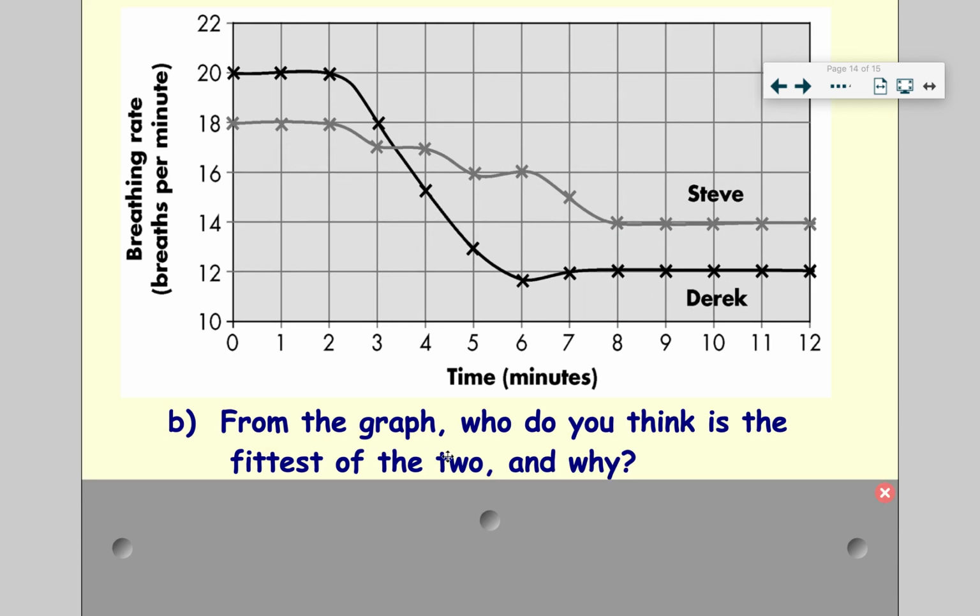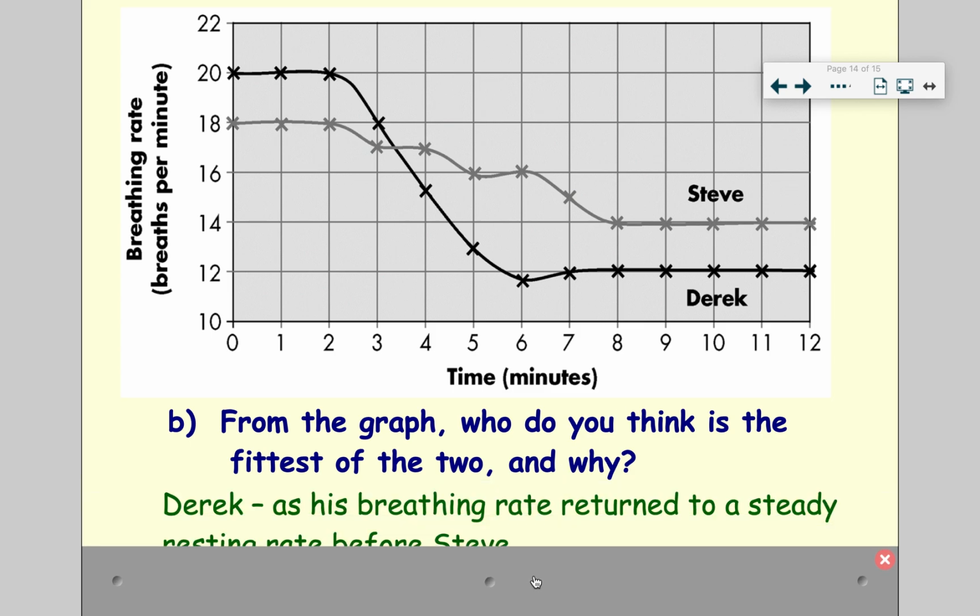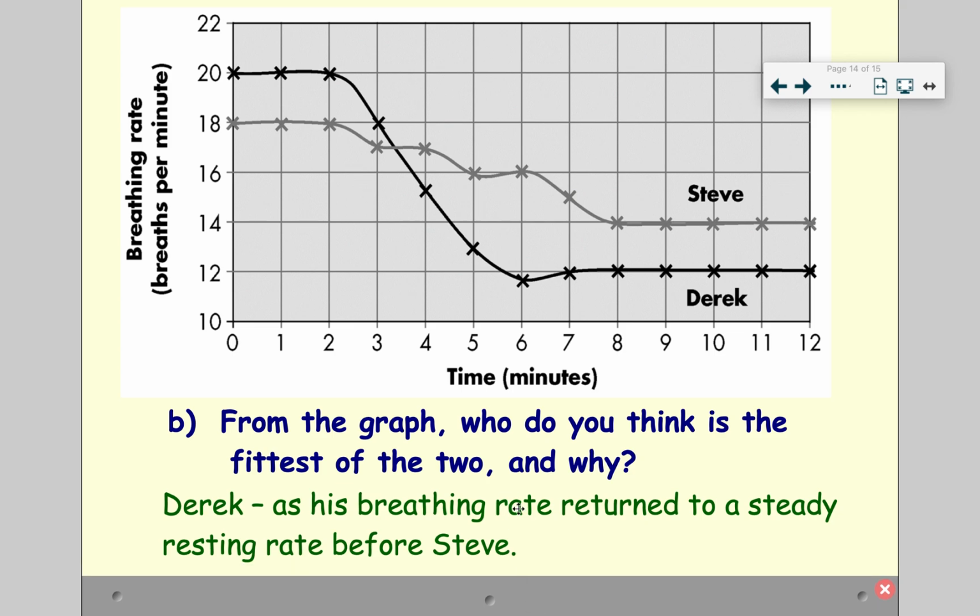So number 2, from the graph, who do you think is the fittest and why? So here, I'd be looking for who has got the lowest breathing rate normally. So when they get back to normal, who has got the lowest breathing rate? That's what I would go for anyway. So if you look, it says Derek as his breathing rate has returned to a steady resting rate before Steve. So Derek's breathing rate is back to normal after 7 minutes, and it takes Steve a whole minute longer to get back to normal.